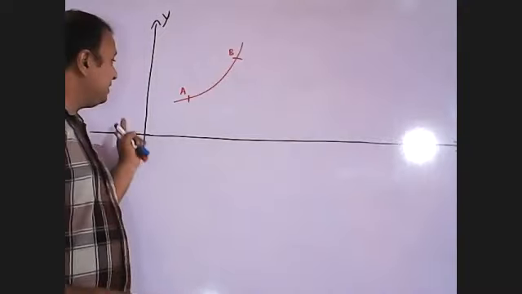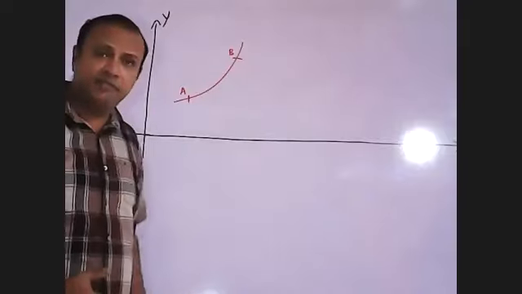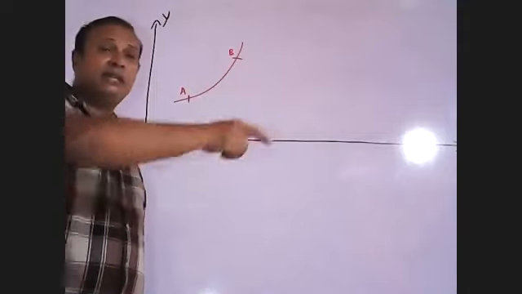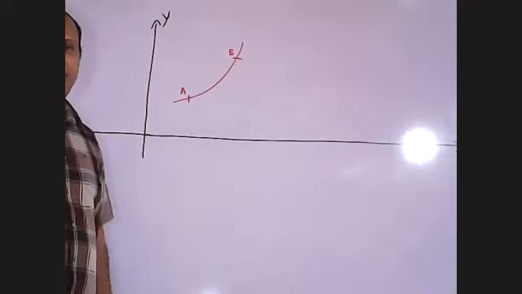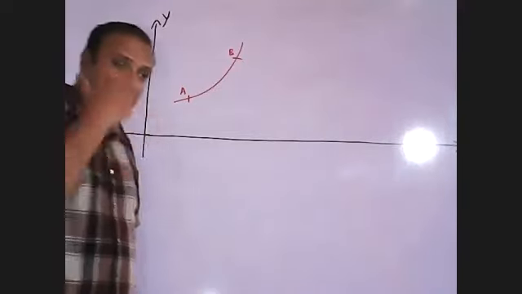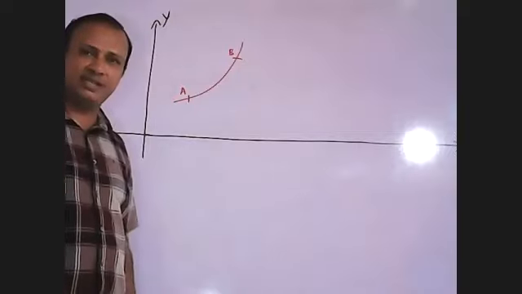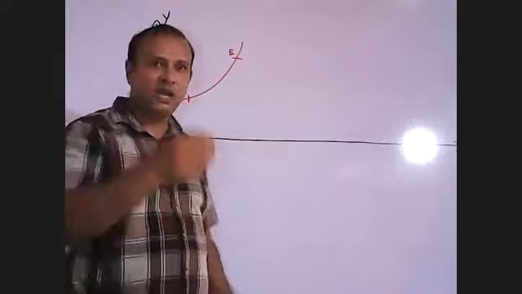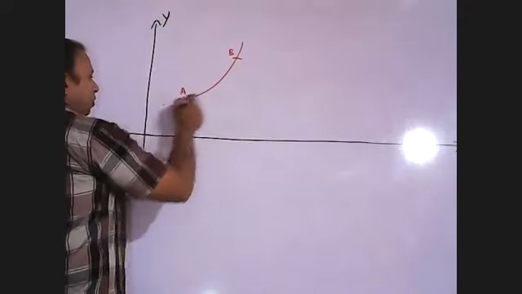Whether this angle, theta, increases, that means tan theta also increases. Tan theta increases means the gradient increases. If theta decreases, that means tan theta also decreases, so the gradient also decreases. So that is my argument. Look at this one.